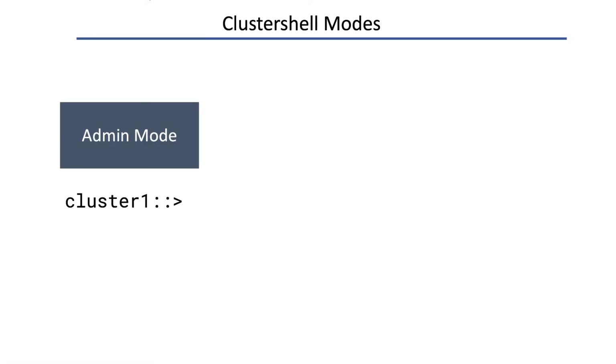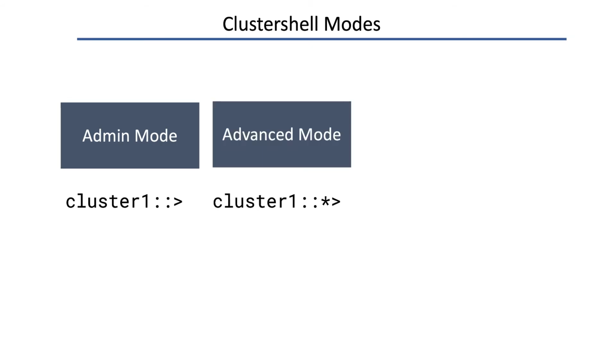Now, the cluster shell knows three modes: the admin mode, the advanced mode, and the diag mode. By default, you're always in the admin mode. So when you log into the cluster shell, you'll be in the admin mode. Your shell prompt is always your cluster name, followed by two colons, and then a greater than sign. So if your cluster is named cluster1, your prompt will be cluster1, two colons, and a greater than sign.